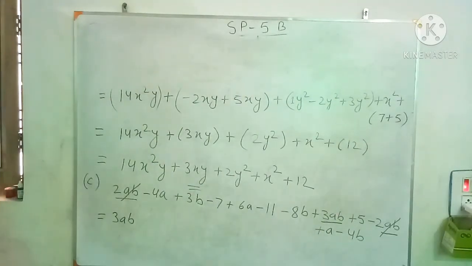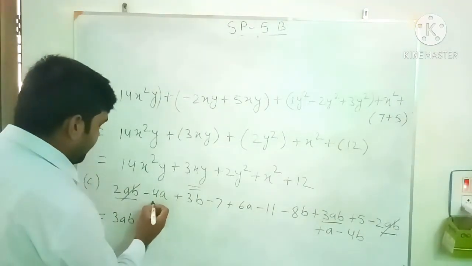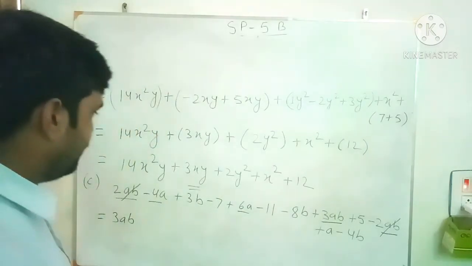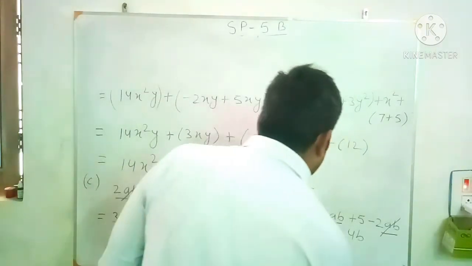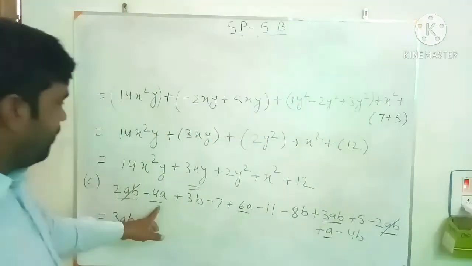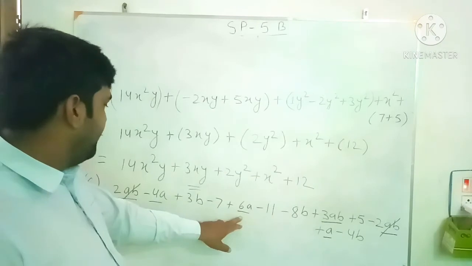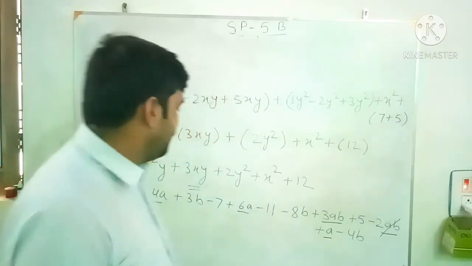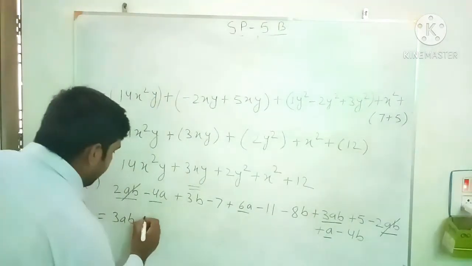Now after that we add the terms containing a. How many a's are there? That is 1a, minus 4a, plus 6a, and plus a, so three terms are there containing a. Minus 4a plus 6a gives you plus 2a. Now plus 2a plus 1a gives you plus 3a. So 3ab plus 3a.